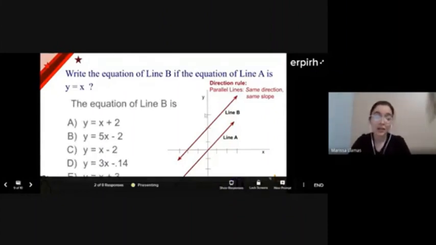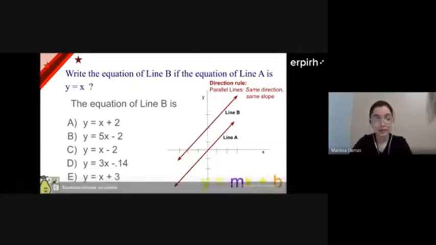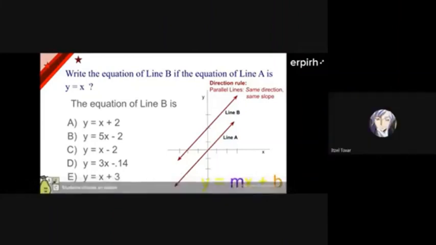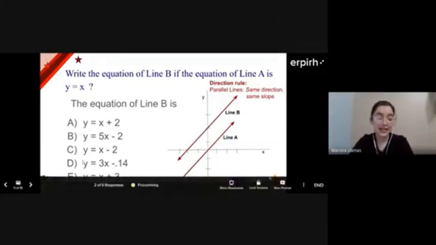If we already know that the slope of line A is 1 and these two lines are parallel, which one of these can we automatically just cross off? B and D. Yeah, because B and D have a slope of 5 and 3. So those you can automatically cancel out and take off your responses.